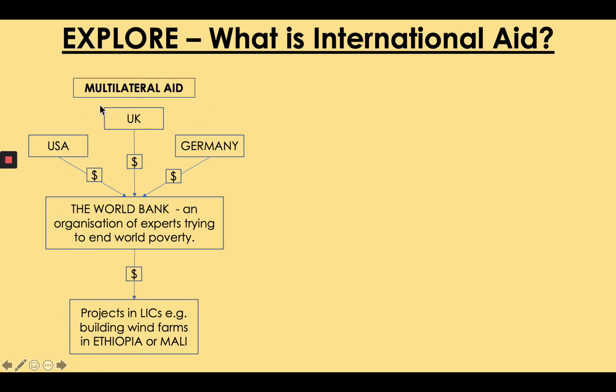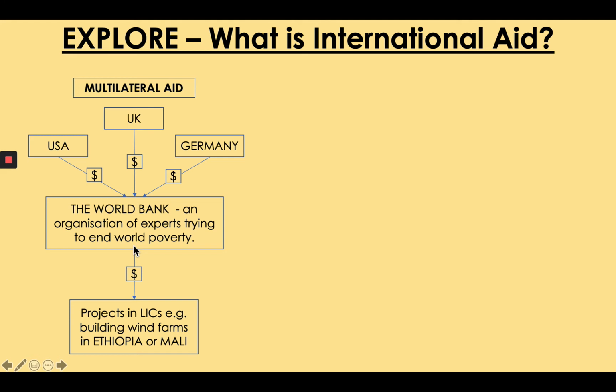Multilateral aid is important because it involves the most money and can build the biggest projects. So in theory, it can help the most people. Also, the governments of the HICs give money to the World Bank because they believe that this organization knows best how to end poverty, because it's based on experts in poverty.